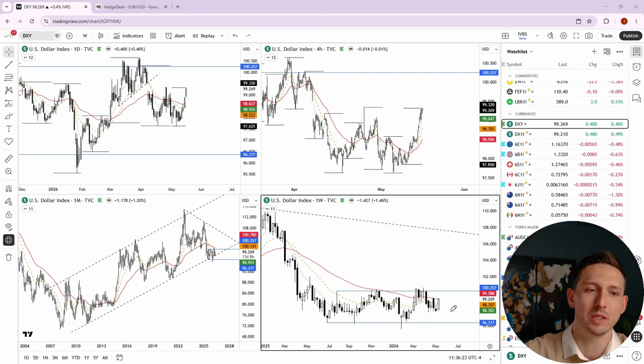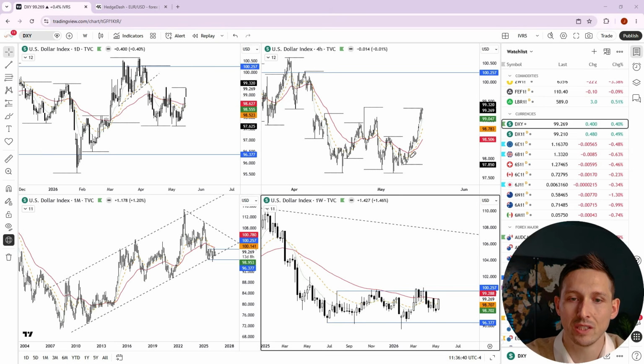But more importantly, when you have these kind of multi-month ranges, you tend to need a fundamental catalyst to really break them. And it looks like we are now starting to get that, as the rally in crude oil is starting to feed through into inflation in the official data. And of course, as we saw last week with the inflation data, this is now driving the US dollar higher.